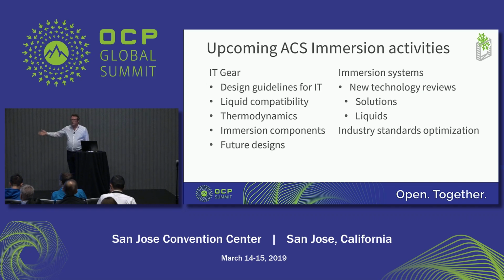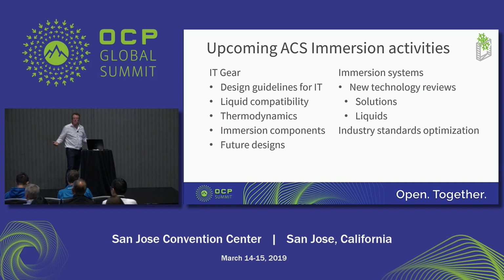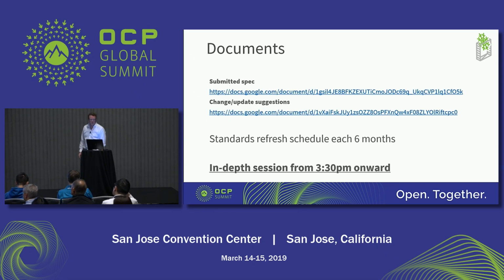Going into liquid compatibility, for the people who were here during the Alibaba presentation, you saw that they also do the homework on material compatibility. That's something that has to be done. That's something that everybody needs to be familiar with, especially if you're designing it for immersion. Some materials you simply need to avoid. And that's stuff that we're going to discuss and document in this workstream. Thermodynamics, it's all part of it. We'll also be going into immersion systems. We'll be reviewing technologies that are entering the OCP space. That's all part of the immersion workstream.